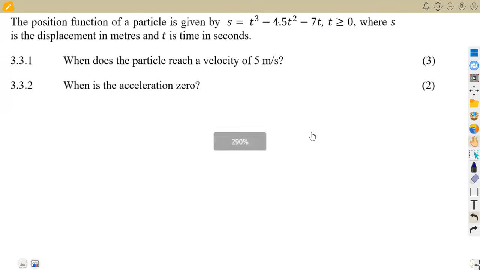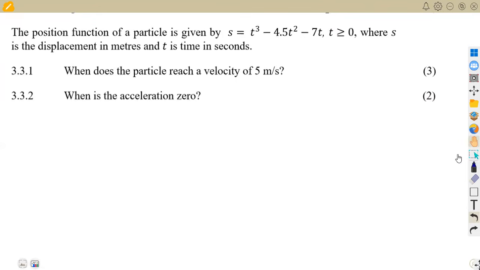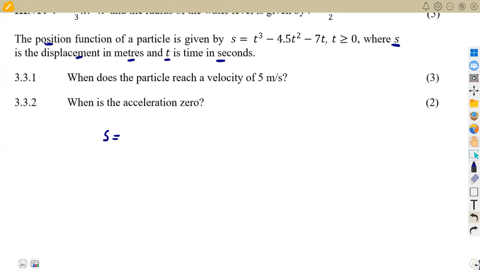All right, the position function of a particle is given as S. So take note of that part. We are given the position function, which is talking about the displacement, where S is the displacement in meters and T is the time in seconds. So the expression that we are given is S is equal to T cubed minus 4,5 T squared minus 7T.